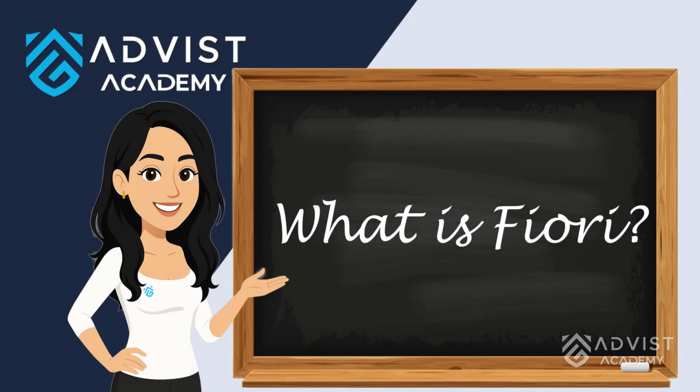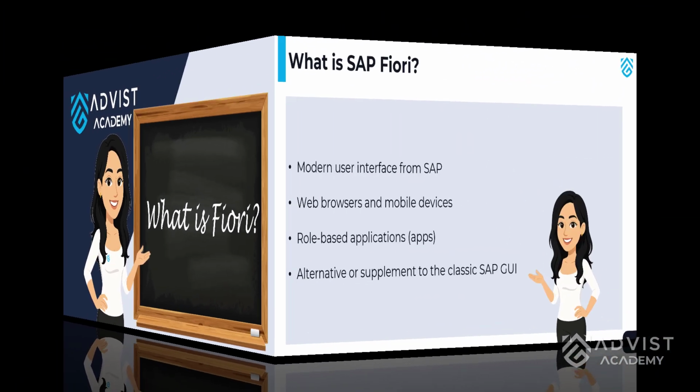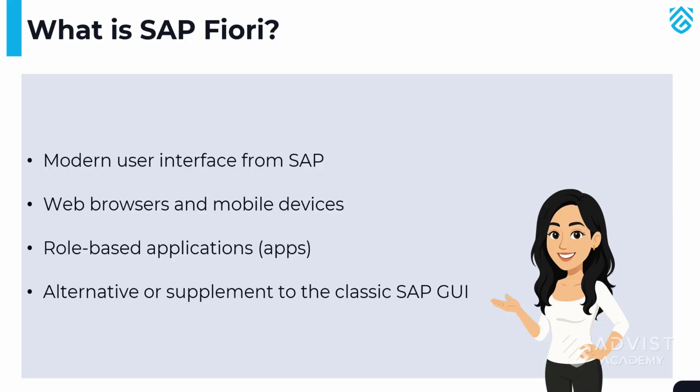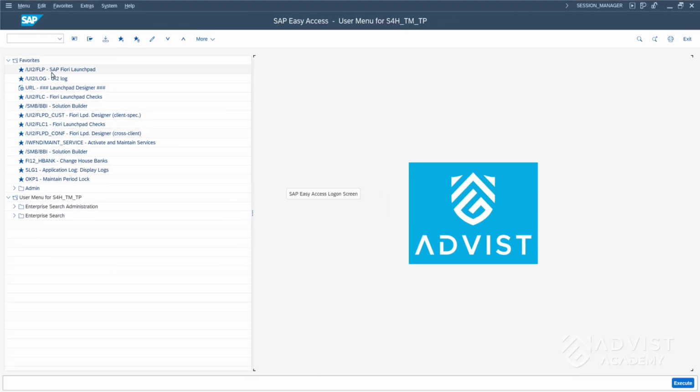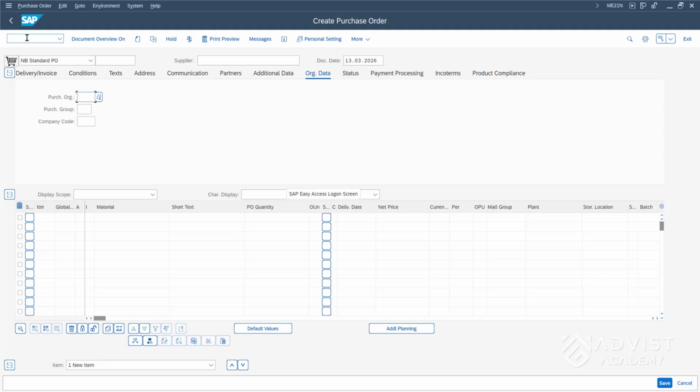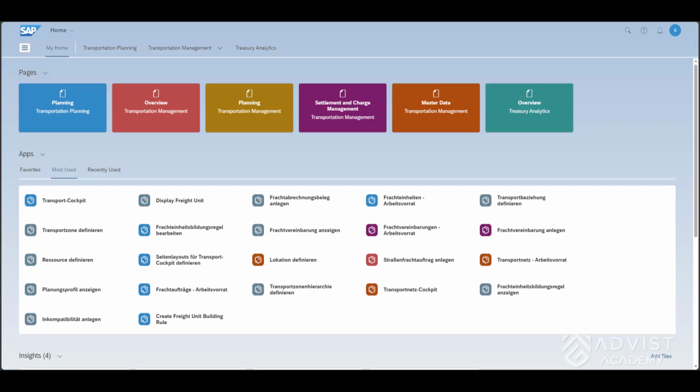In this video, we take a look at what Fiori is. SAP Fiori is SAP's modern user interface and was developed to make working with the SAP system easier, clearer, and more intuitive. While the classic SAP graphical user interface uses transaction codes and form-based masks, Fiori relies on role-based applications that can be used via a web browser or mobile devices.